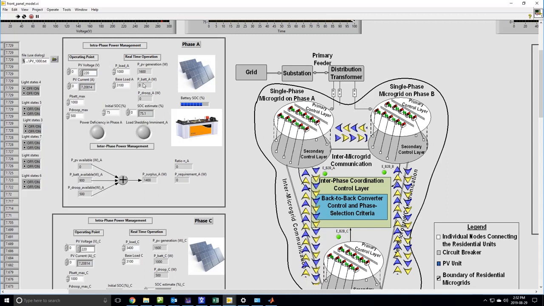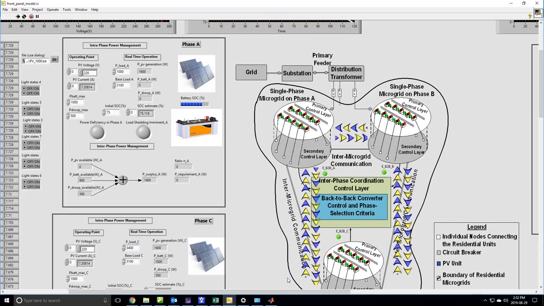Since the droop unit is not required, there is sufficient power available in phase A from the droop unit, and there is 900 watt of power available from the battery unit. Overall there is 1400 watt of power available in phase A even after the interface power management.